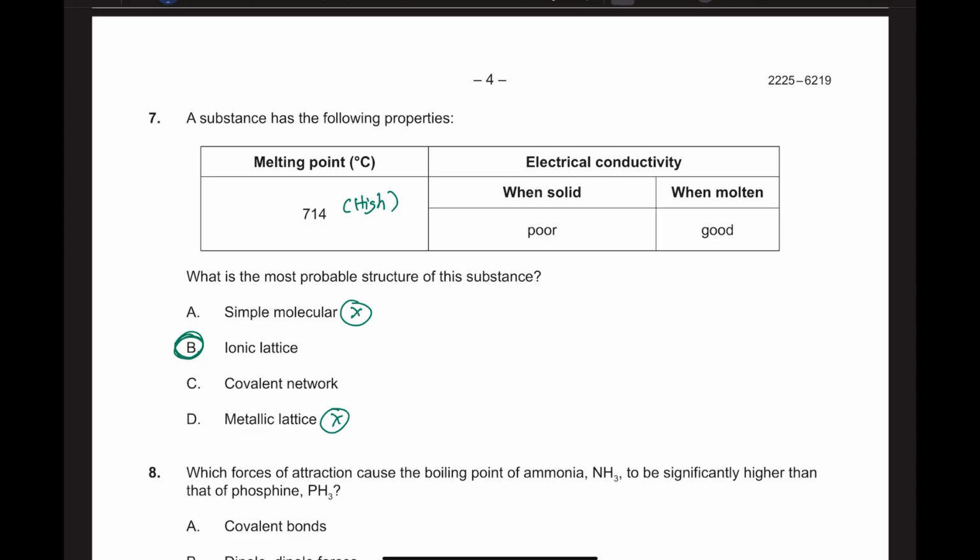So ionic compounds have high melting points, right? They do not conduct electricity in solid because the ions are fixed in their places. They cannot move and they cannot carry the charges. But when an ionic compound is molten, the ions can move, and hence they can carry the charges and conduct electricity.